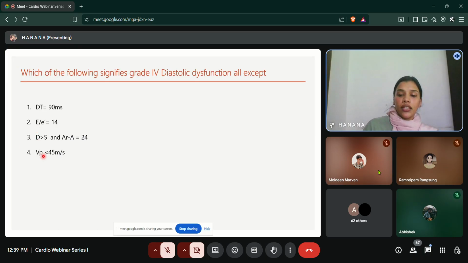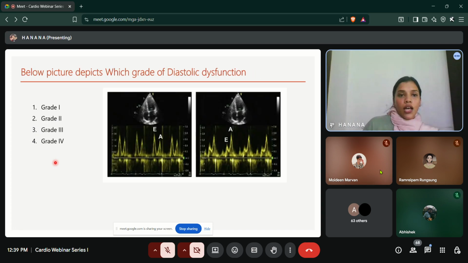And VP is the color M mode thing that we have already talked about. If it is less than 45, it is actually grade 4 diastolic function. And here we have discussed it 3 times.